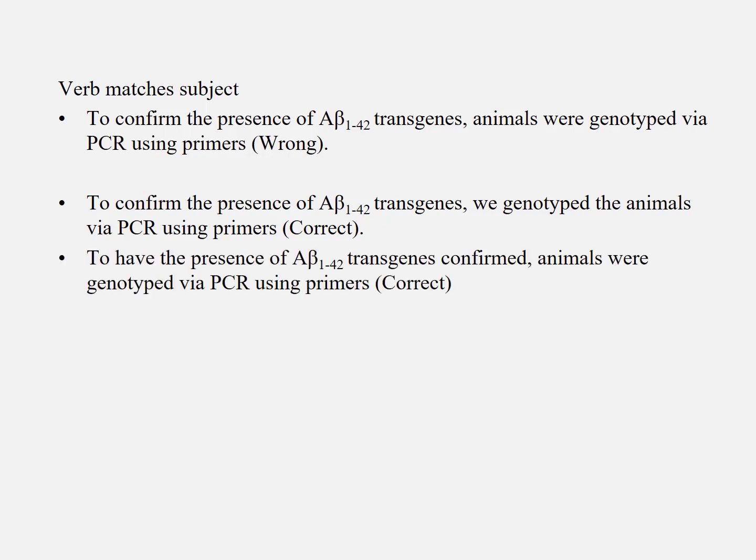Or you can say, to have the presence of this confirmed, then animals were genotyped. Then animals have the presence of A beta. So this is also correct. Therefore, you make sure the verb matches the subject. Sometimes it's very clear, for example here, we genotyped, this matches. But sometimes it's hidden or implied, and that's more difficult. Then you need to make sure they talk to each other.